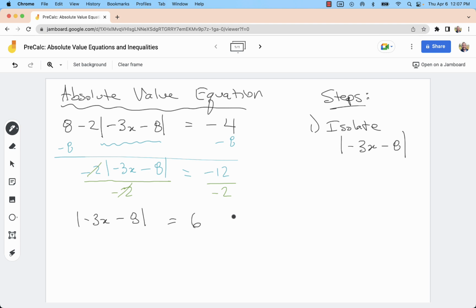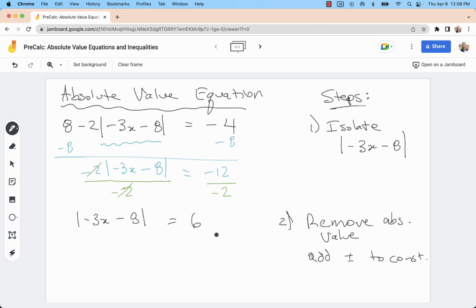Now, if we had an inequality, we would definitely want to remember when we divide by that negative, it's going to switch directions. Here, that doesn't need to be considered. So the second step now will be to remove the absolute value and add a plus minus to the constant.